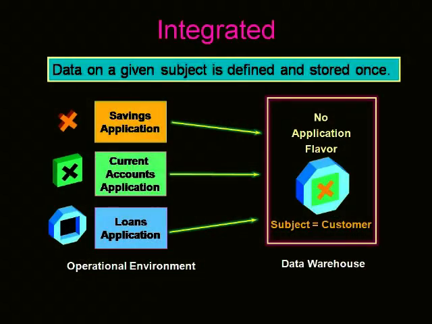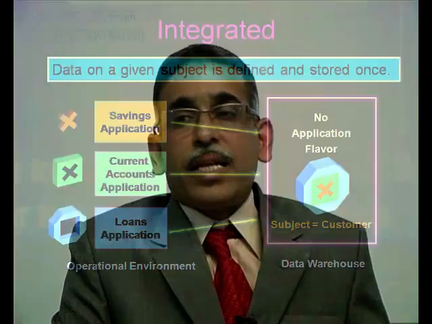Then the second point, integrated. A data warehouse brings together data from various sources and makes it available to users eager to create their own reports. That means the data is readily available.